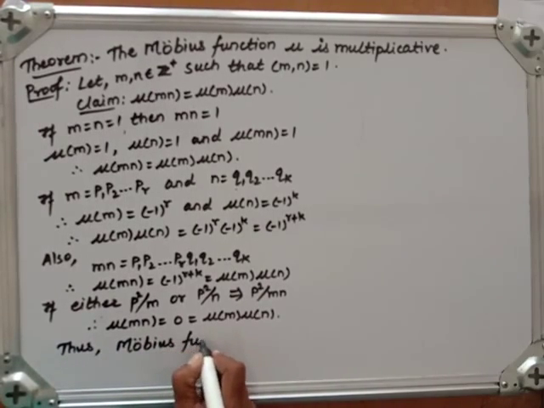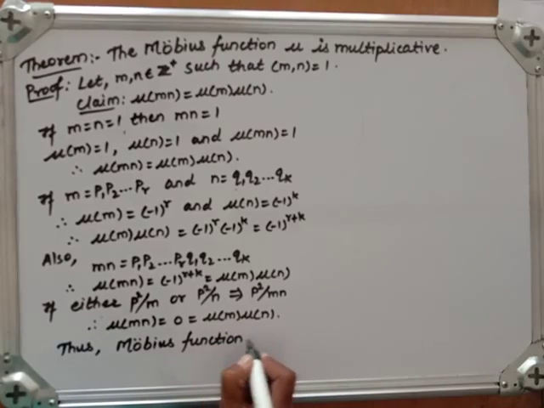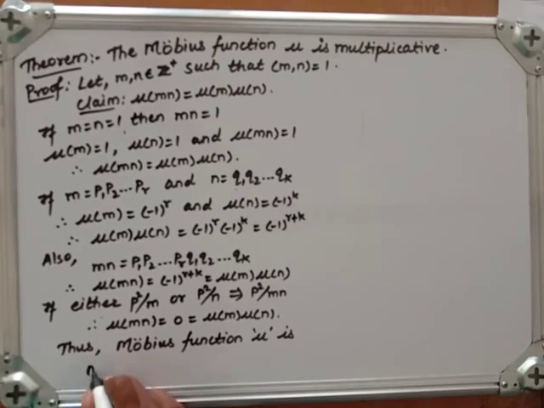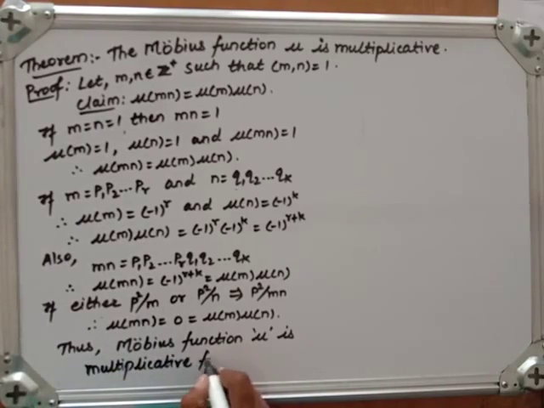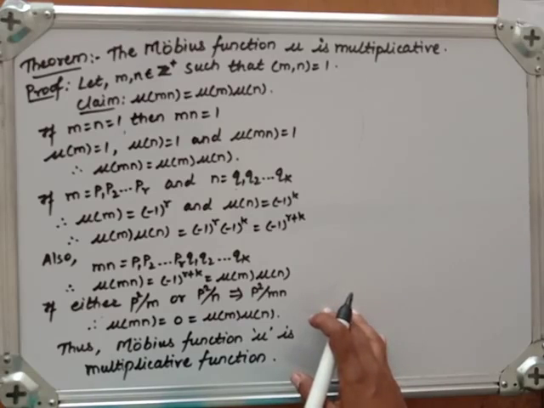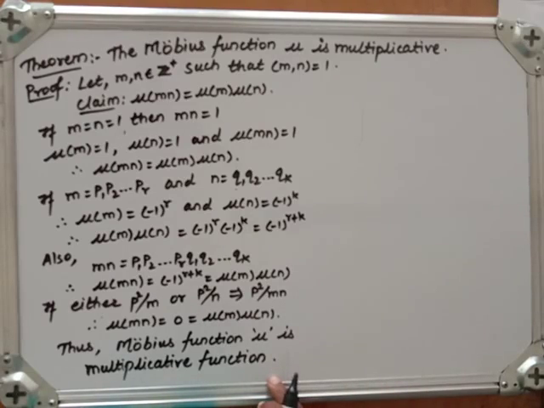Thus the Mobius function mu is a multiplicative function. So in all cases, from the definition of the Mobius function, we had checked that the Mobius function is a multiplicative function. Now let's go for the next theorem.